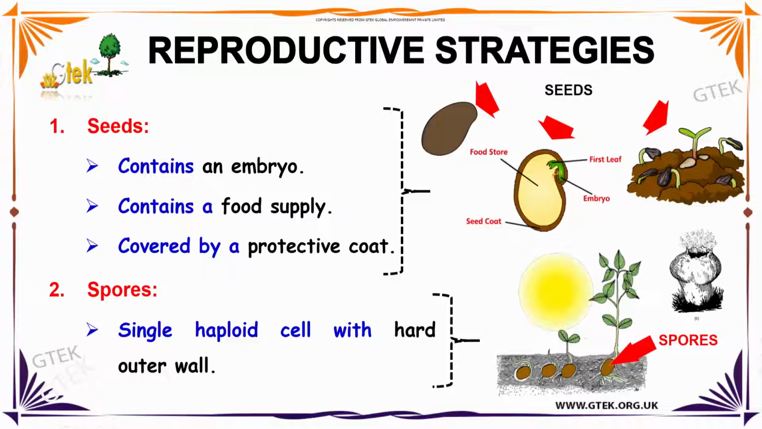And the second portion is spores. It's a single haploid cell with a hard outer cell wall. You can see the outer cells are always hard.